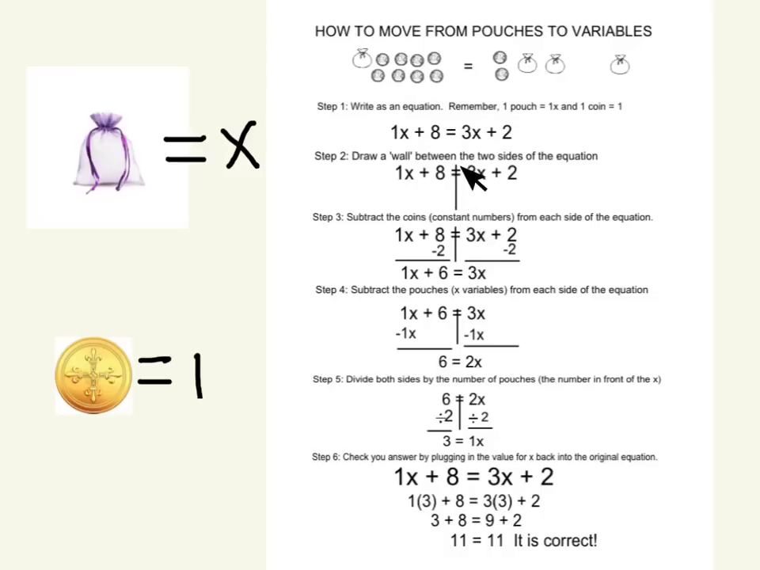You saw me do this yesterday. It really helps me see that what I do on one side to maintain equality, I have to do on the other side, so I draw my wall as well.